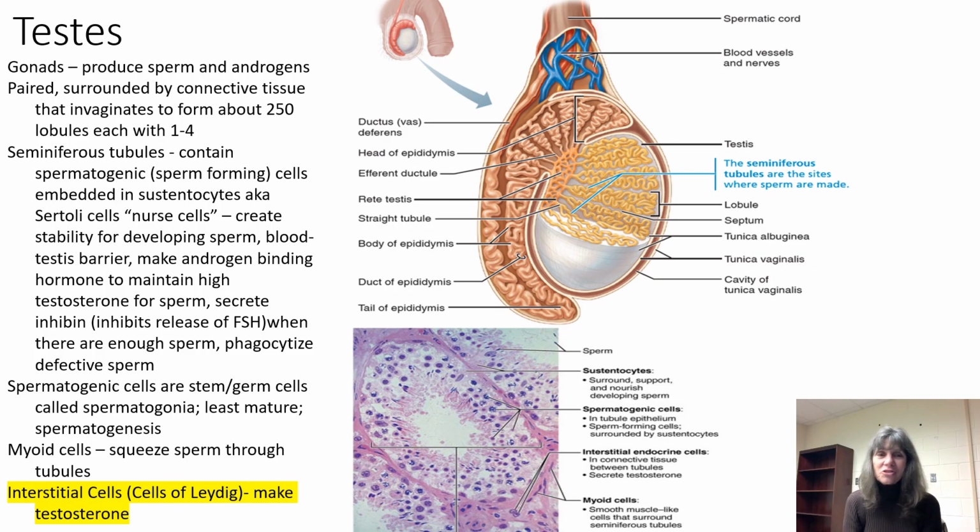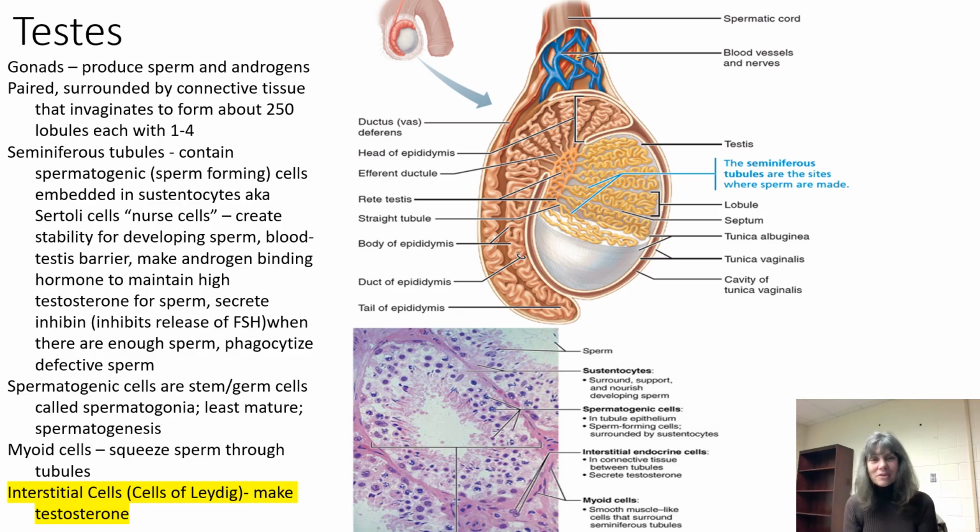And the seminiferous tubules contain spermatogenic cells, which are sperm-forming cells, embedded in cells known as sustentocytes or Sertoli cells, which have the nickname of being called nurse cells. And the Sertoli cells are responsible for creating stability for those developing sperm.